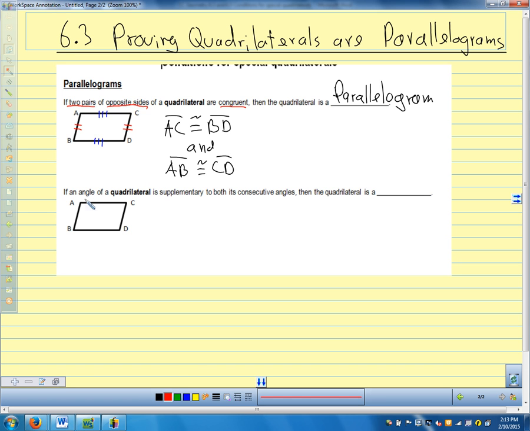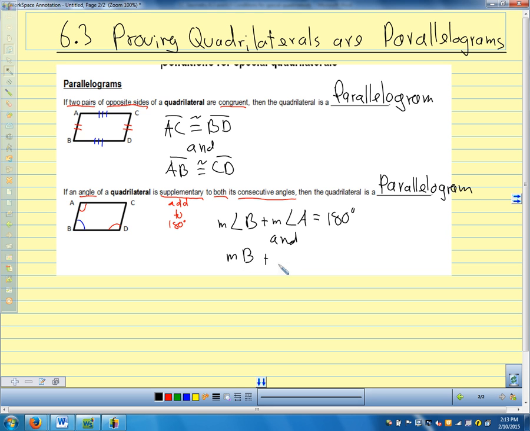The next one tells us if an angle is supplementary. And what does supplementary mean? Adds to 180. To both consecutive angles, the quadrilateral is a parallelogram. So we could do this with any angle and its two consecutive angles. So I'm going to do it with these two. So what we're saying is that the measure of angle B plus the measure of angle A equals 180, and the measure of angle B plus the measure of angle D equals 180.